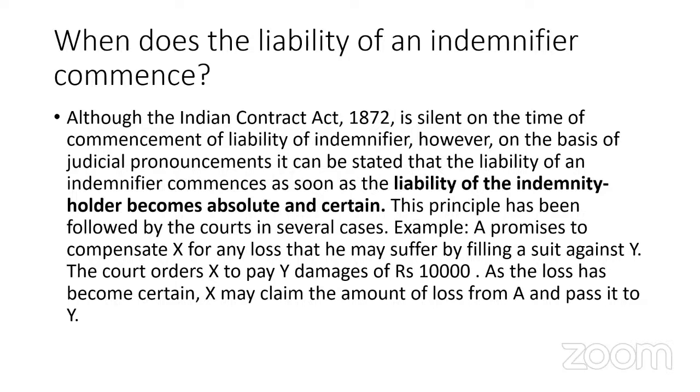The moment X experiences a loss and there is some fixed amount to it, for example, X's vehicle got damaged and the cost of the repair is 10,000 rupees, what is happening here? The liability is becoming certain. The liability is becoming absolute. Now, at this point of time, the liability of the indemnifier commences. So my liability commences now, right? I hope you all understood this.